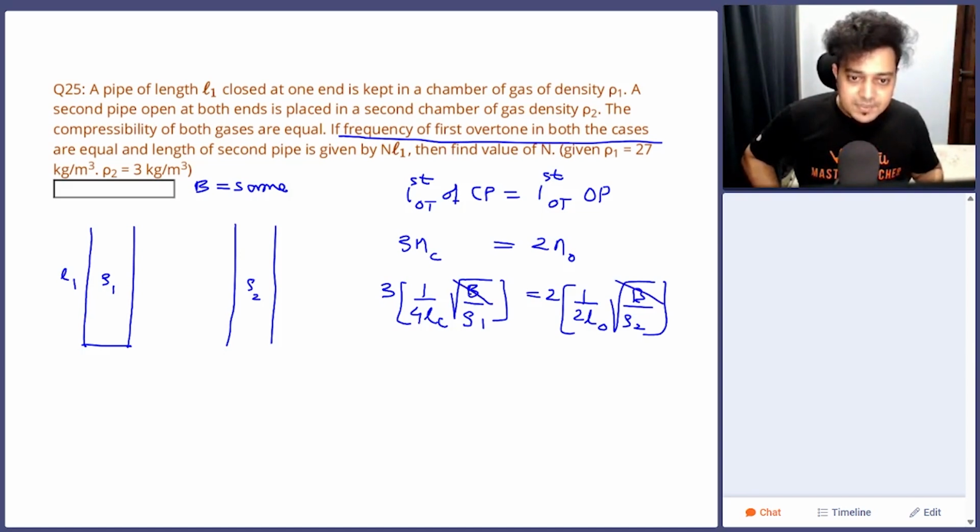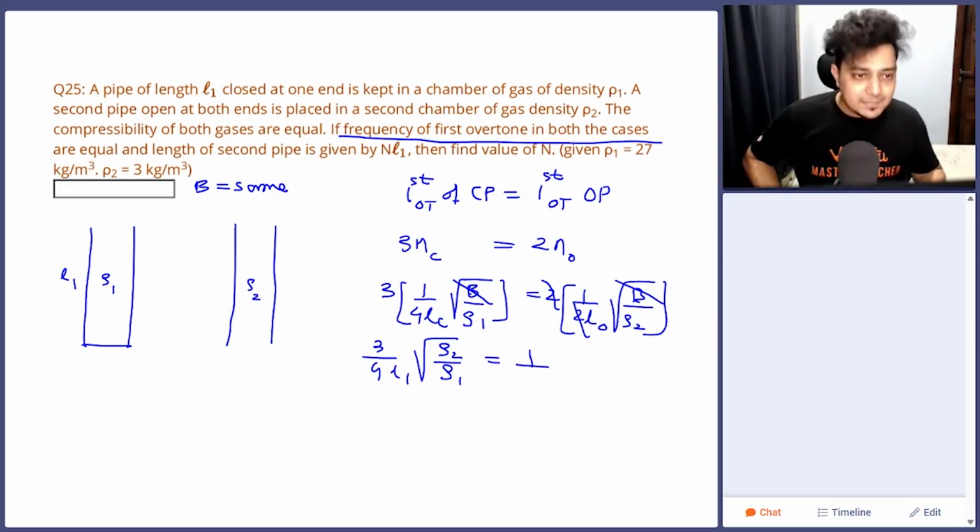Root of B cancel. 2 and 2 cancel. 3 by 4. Length of closed pipe is L1 only. Length of closed pipe is L1. Okay. Now we can combine the root here. This will be rho 2 by rho 1. And here 1 by LO.